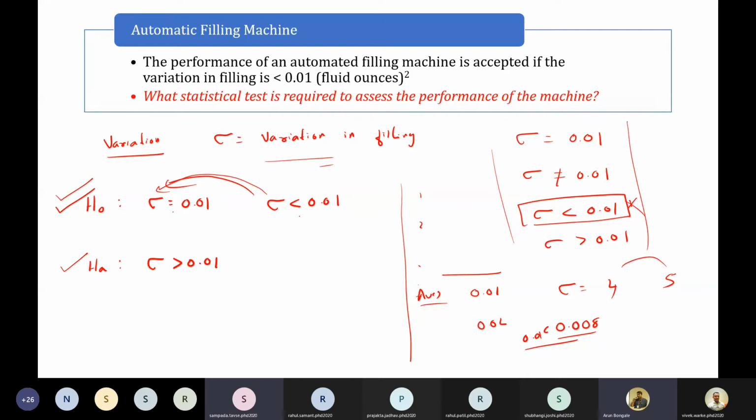Well, assume the complementary situation, where instead of 1 liter, sometimes you may get 1.1 liter. What will you do? Will you reject it? No. That's what I'm telling you. In a filling station, if the machine can fill the bottle with a variation of 0.01, that is okay. If it is less than that, that is the context of this.